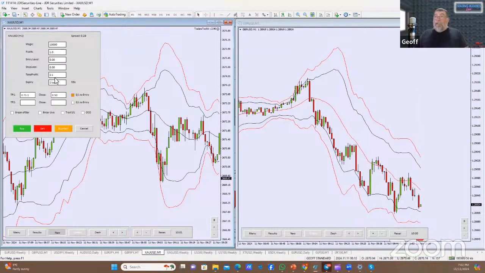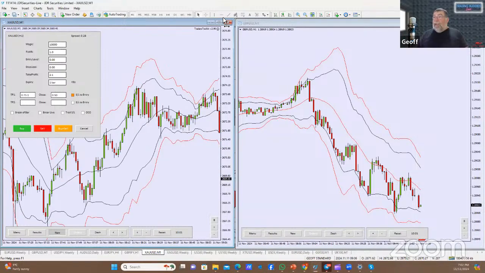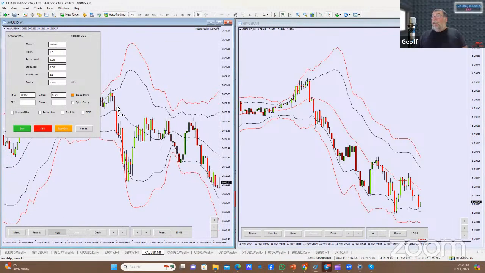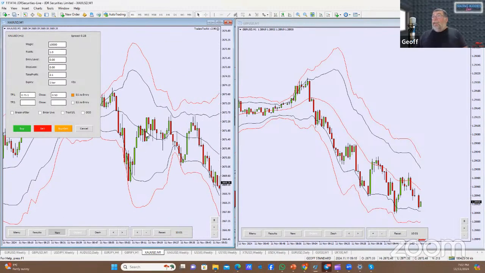Then the target is 2 to 1. No holes barred, that's it. So as soon as I hit 2 to 1, out, done. In this case, I don't know if that would have happened or not. You certainly would have got your 0.75, 2 to 1.